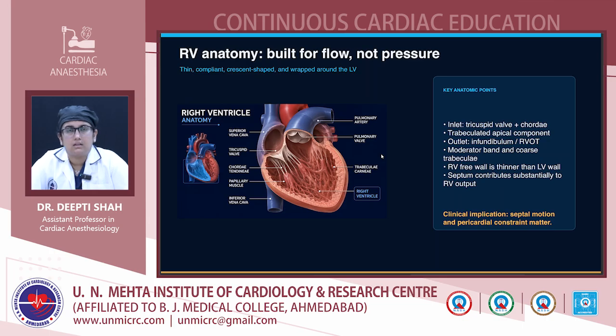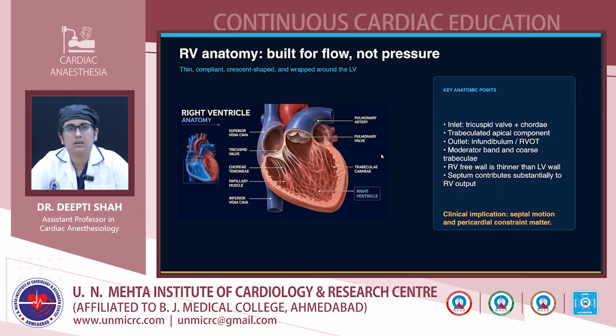I'll tell you very briefly about the RV anatomy that will be relevant for discussing RV dysfunction. Basically, the RV receives its blood from the right atrium. The inlet of the RV is formed by the tricuspid valve and the chordae, while the outlet is formed by the infundibulum and the pulmonary valve. We also have a moderator band, which helps in differentiating the RV from the LV, and it also carries various nerve bundles, which help in symmetric contraction of the RV.